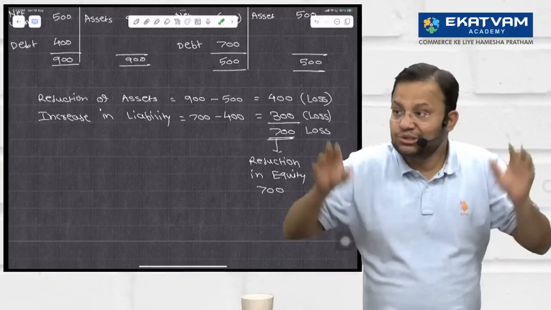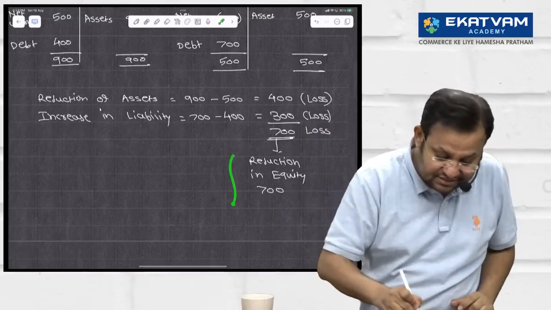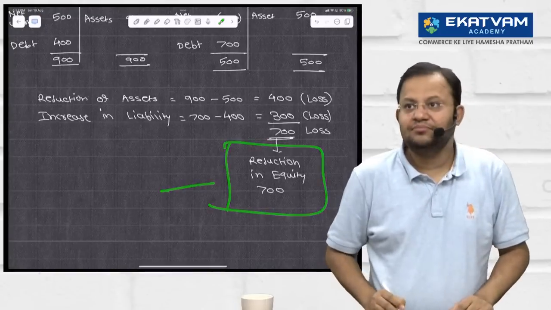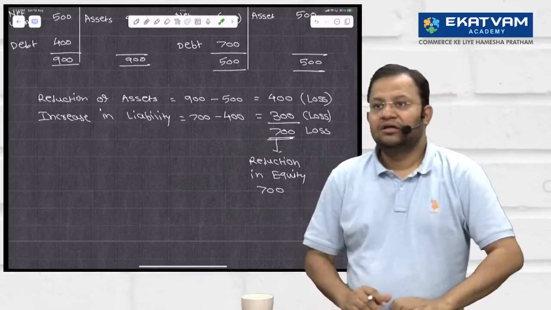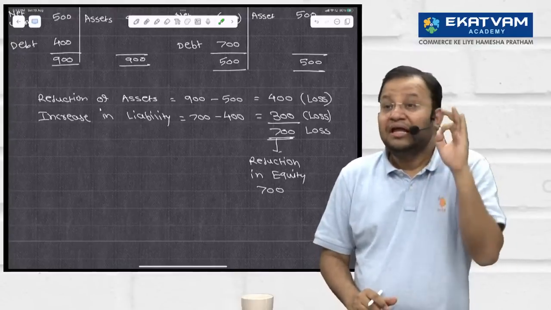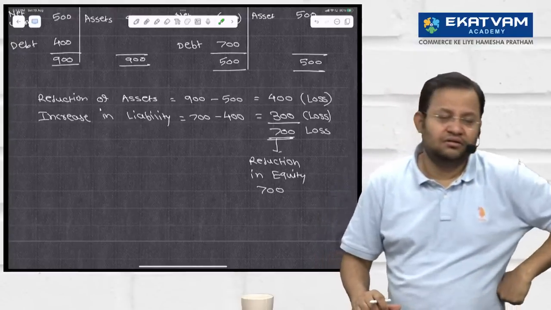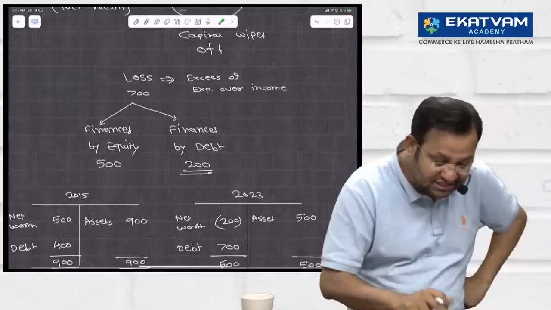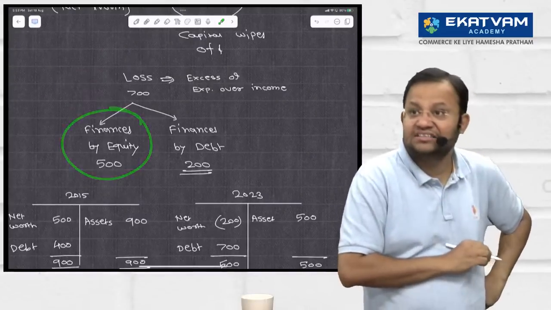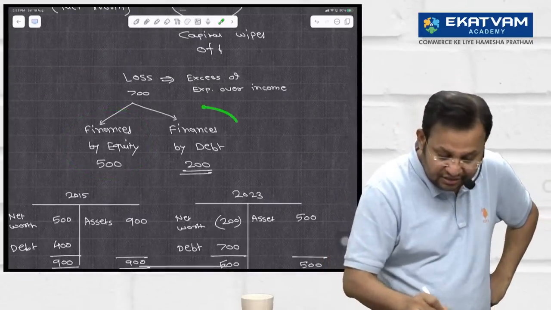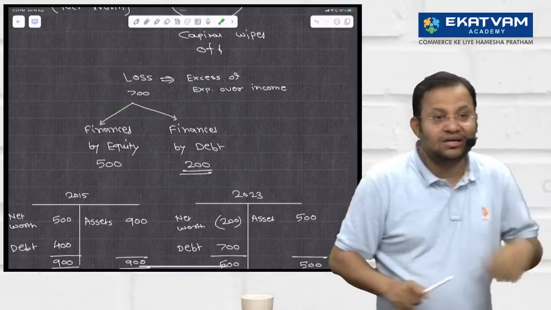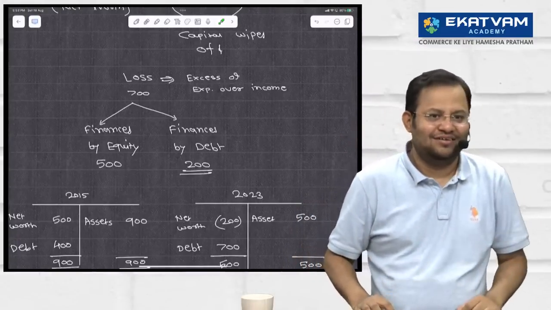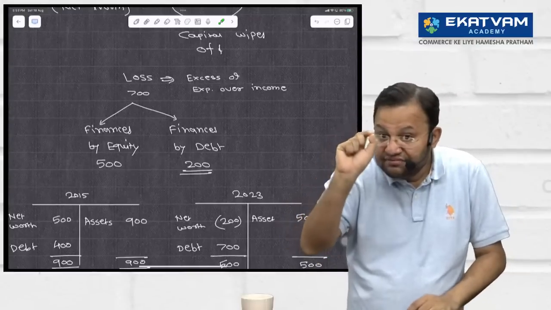reduction in equity is your loss. Loss is 700. Loss is 700. So, loss is 700. But that loss is financed by whom? And debt holders. Debt holders also bear. ये आपको दिमाग में फिट करना.